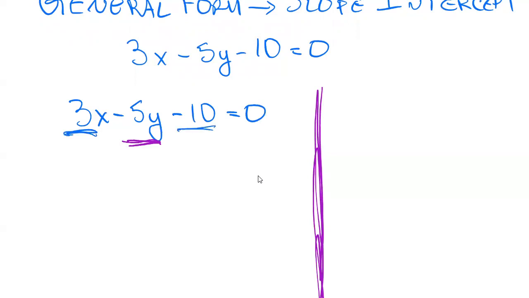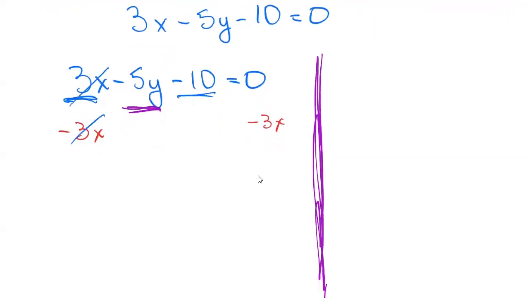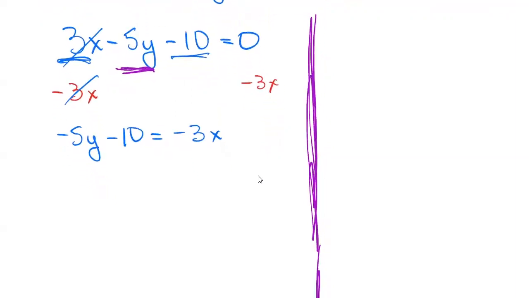By doing that, I need to subtract 3x from this side of the equal sign and subtract 3x from this side of the equal sign, because whatever I do on one side, I have to do to the other. These will cancel. That leaves me minus 5y minus 10 equals, and then 0 take away 3x, minus 3x. The next thing I need to do is get rid of this 10, so I need to add 10 because I have to do the opposite. So this is going to be minus 5y equals minus 3x plus 10.